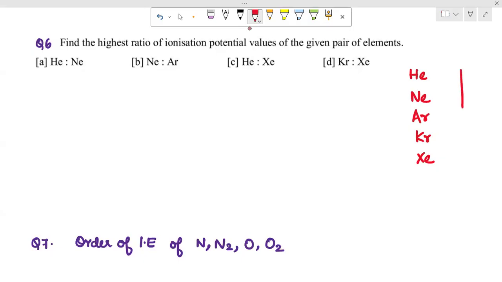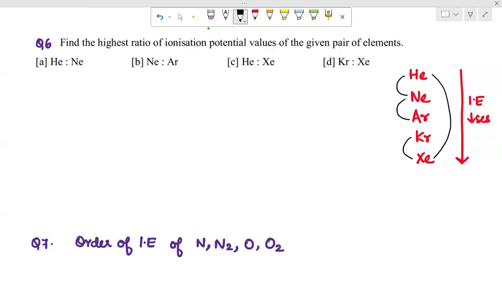And we know that as we move down the group, ionization energy decreases. Why? Because the size becomes larger and larger, the shells increase, so the energy required to remove the electron from the outermost shell becomes much easier. In the first case, A, it is between helium and neon, adjacent. Second one, neon and argon, adjacent. Third one, C, helium and xenon, first and the fifth. D is krypton and xenon, adjacent.